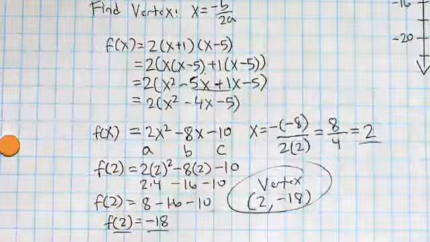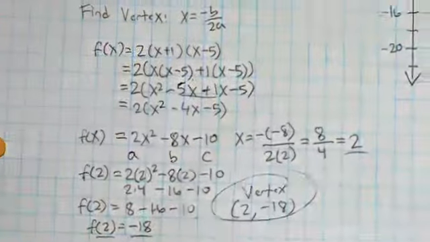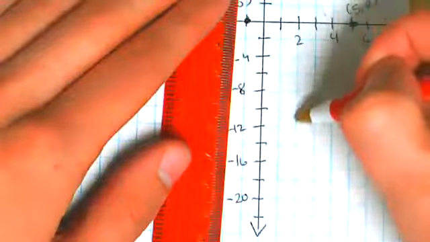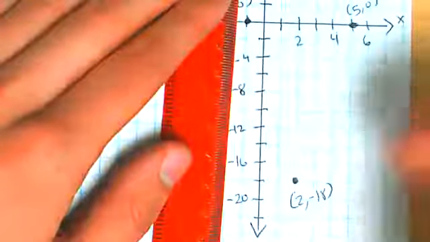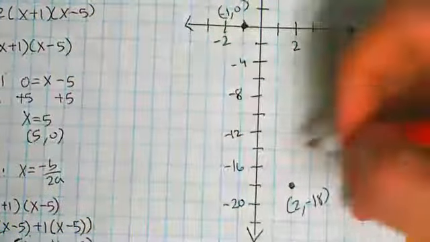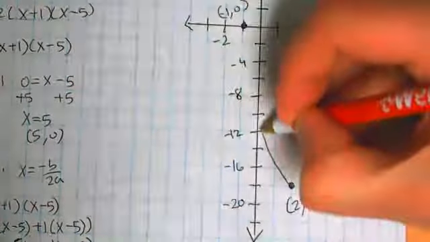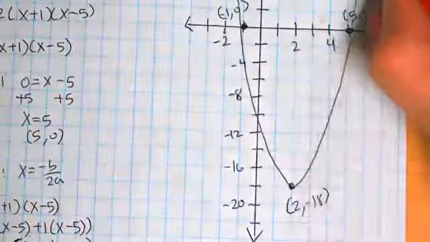Perfect. All right, let's go ahead and put our vertex on our graph, which unfortunately is not going to be super easy. It was 2, negative 18, so I have to go down here. 2, negative 4, negative 8, negative 12, negative 16. Okay, negative 18 is going to be right here. So this is my vertex, 2, negative 18. And now I just need to connect my points and we'll be done. Try and get something good looking here. Okay, that wasn't great. But you know, that's what happens when you freehand it.